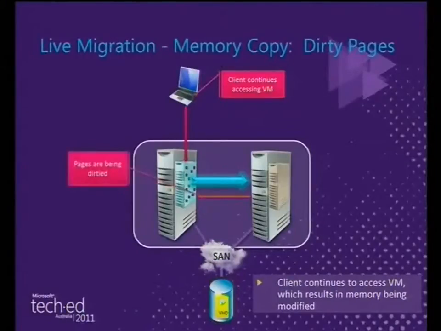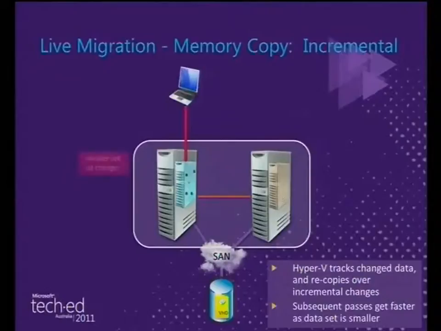Now, while we're doing that copy, if it's a large VM, it could take a little while. That client may be accessing that VM and may be making changes. In fact, it's pretty likely that they will. And while they're doing that, we're going to keep track of any change that's made and mark that page as dirty. So we're keeping track of the changes that are made on the primary node that haven't been copied over. And you can see those represented with little red dots. Those are the dirty pages.